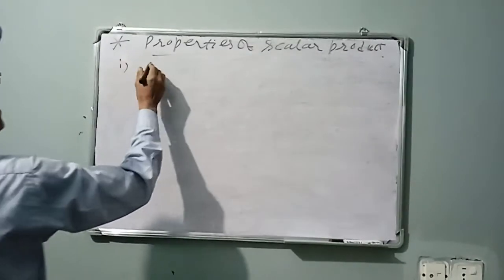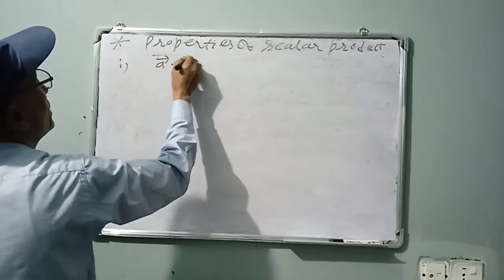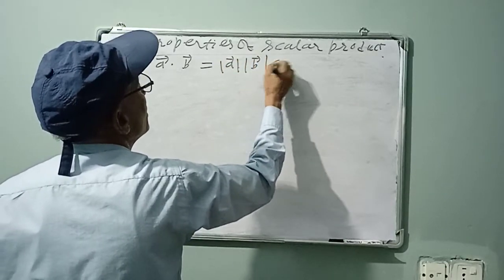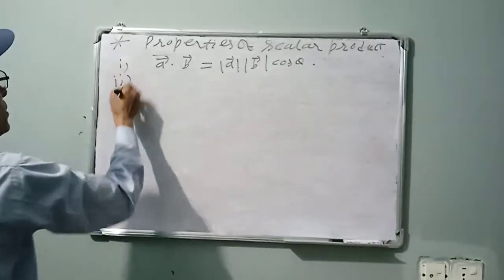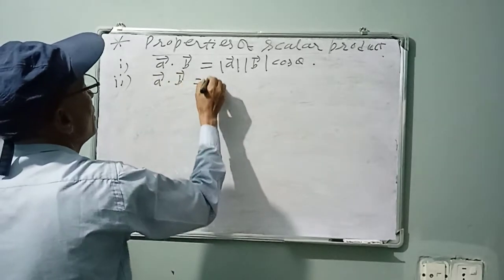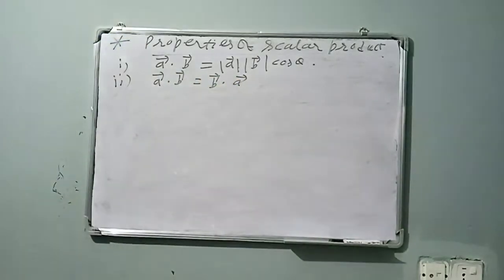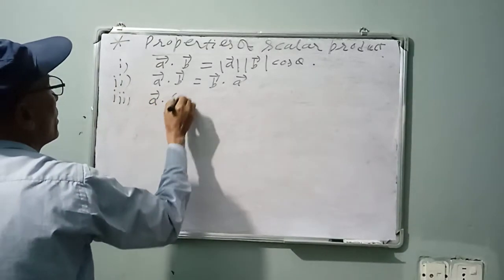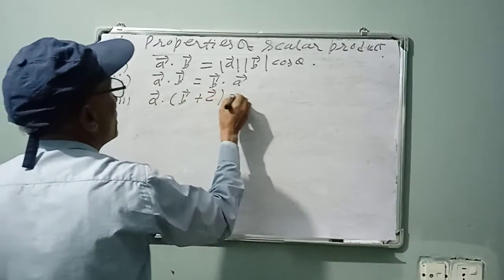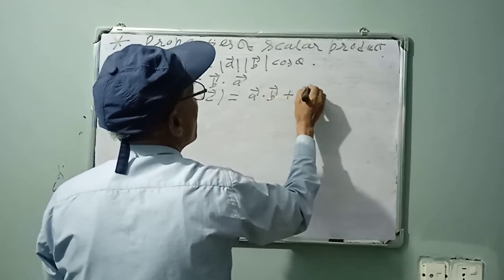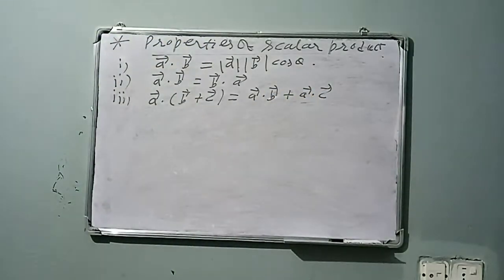Property number 1: A dot B equals modulus A modulus B cos theta. Property number 2: A dot B equals B dot A. Another property: A dot (B plus C) equals A dot B plus A dot C, just like an algebraic rule.